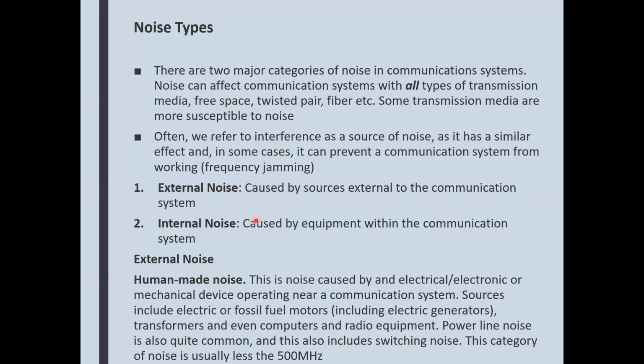All right, noise types. There are two major categories of noise in communication systems. Noise can affect communication systems with all types of transmission media: free space, twisted pair, which is the data cables, fiber optics. So noise can be there. Some transmission media are more susceptible to noise. Like, for example, fiber optics.